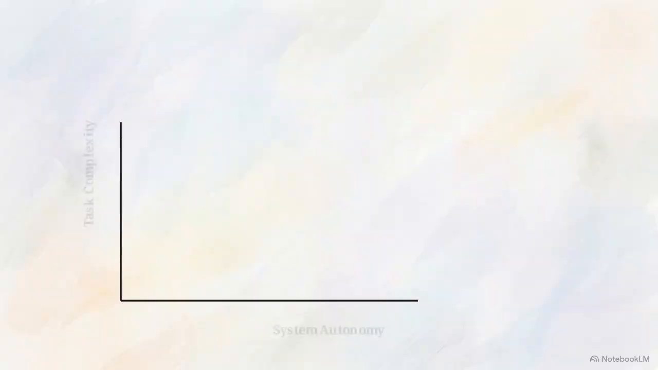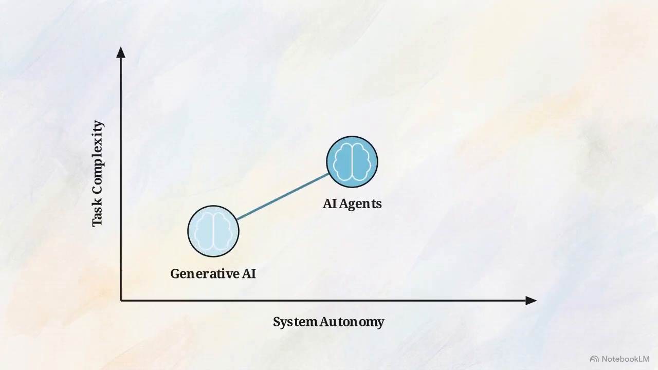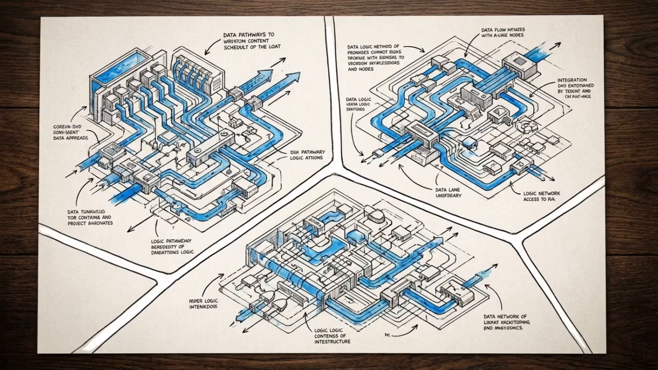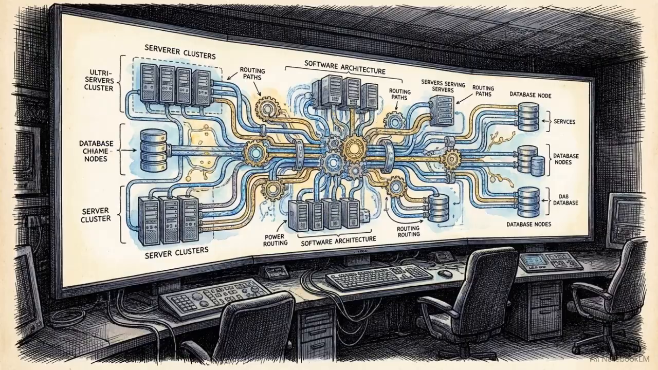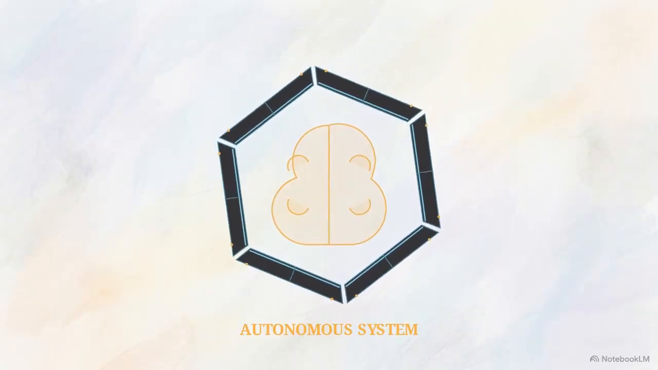This chart plots system autonomy against task complexity. We are going to trace the software evolution across 3 specific stages, starting at generative AI, scaling up to AI agents, and finally reaching agentic AI. We will map the precise software mechanics and architectural boundaries that separate these 3 distinct operational states. Ultimately, achieving computational autonomy is an engineering and orchestration problem. It requires building the right software environment around the model.